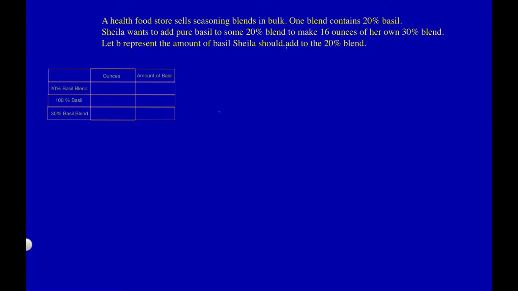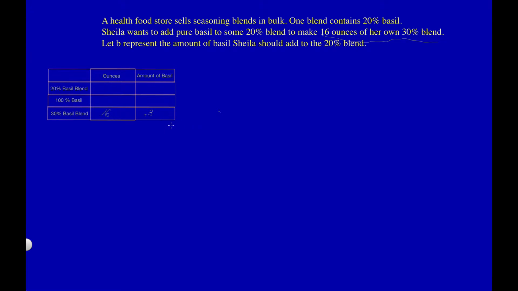So we have a lot of different things here, so we're going to simplify this a little bit. The first thing we're going to do is figure out what we know. We know that she wants to make her own 30% blend, and she's looking to make 16 ounces of that. So we're going to write 16 in there, 16 ounces, and this is a 0.3, the 30% blend.